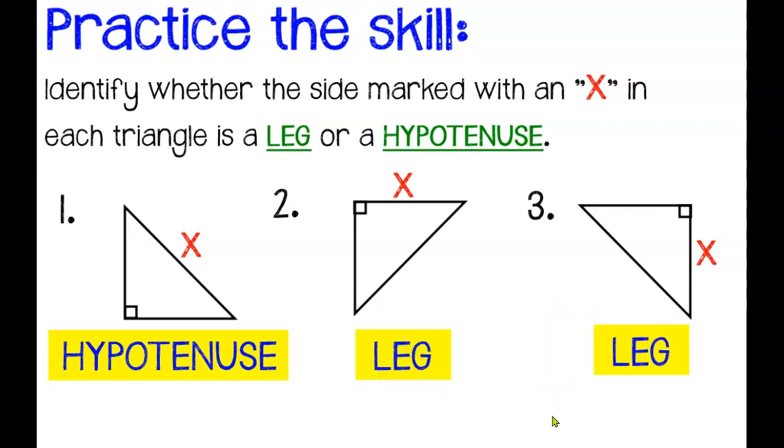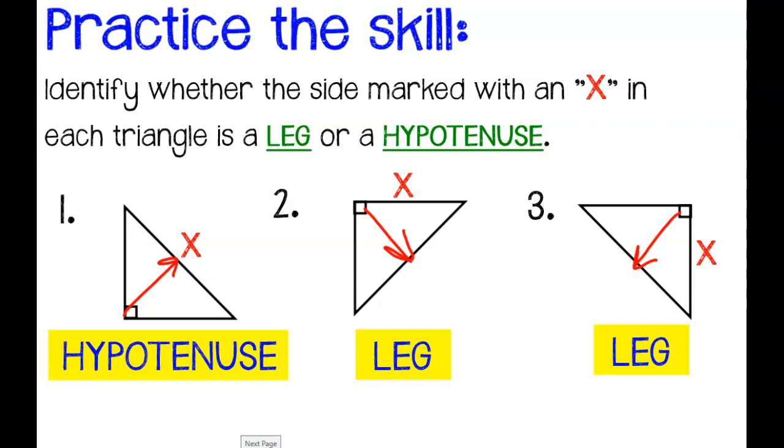So number 1 is a hypotenuse because it's across from the 90-degree angle. Number 2 is not across, so therefore it's a leg. Number 3 is not across from the 90-degree angle, therefore it's also a leg.